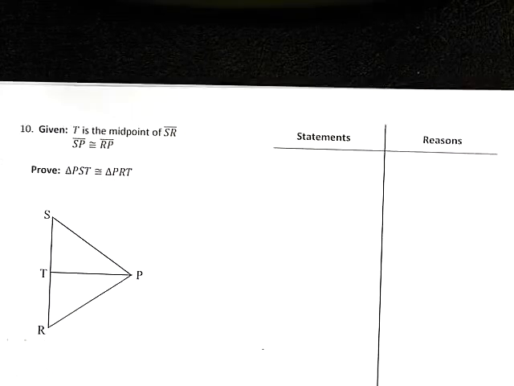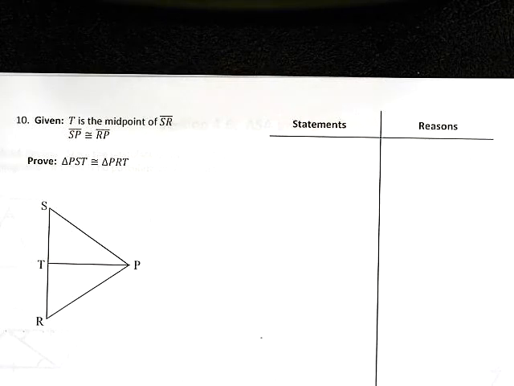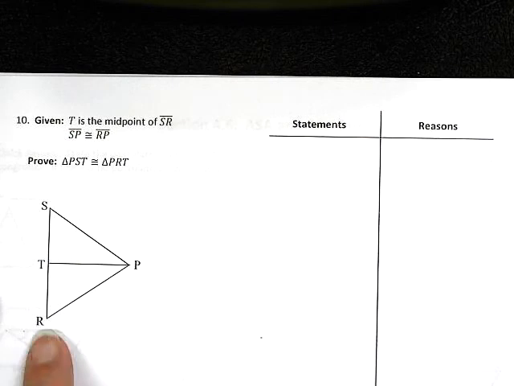Okay, we're going to do the next one. So go ahead and go to number 10. On number 10, we're given that T is the midpoint of segment SR. Segment SP is congruent to segment RP, and we're trying to prove triangle PST congruent to triangle PRT.